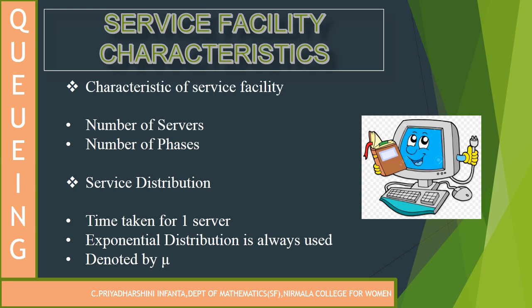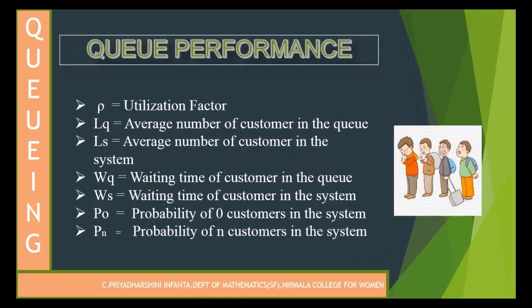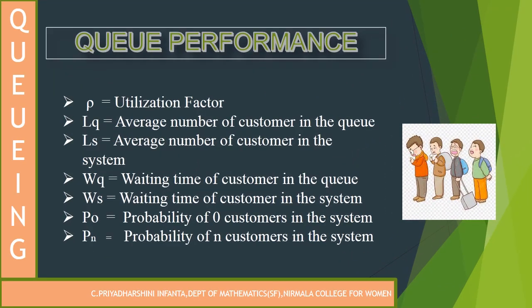This denotes the time taken for one server to complete his task. Usually in queuing characteristic, it is denoted by the letter mu. Queue performance. Certain types of queue performance are there which are needed for the calculation of the queuing model. So first, let us look into the rho, which is known as the utilization factor.